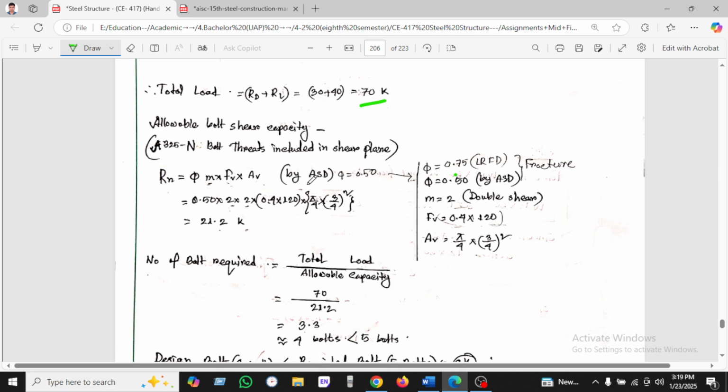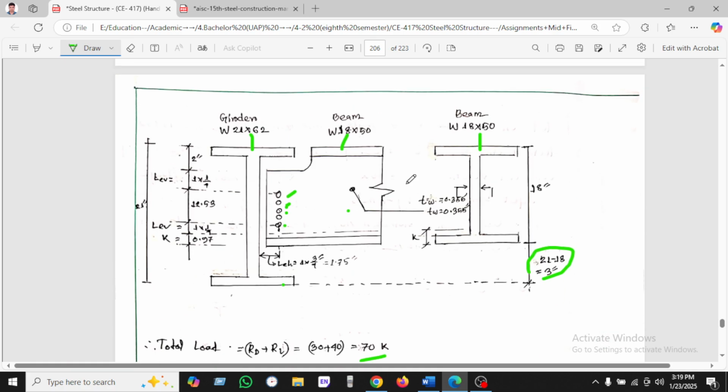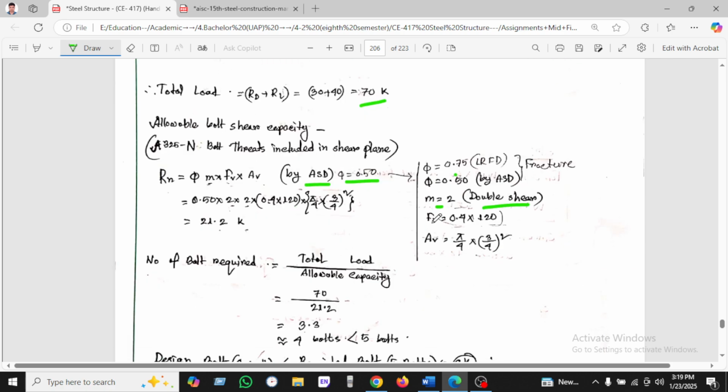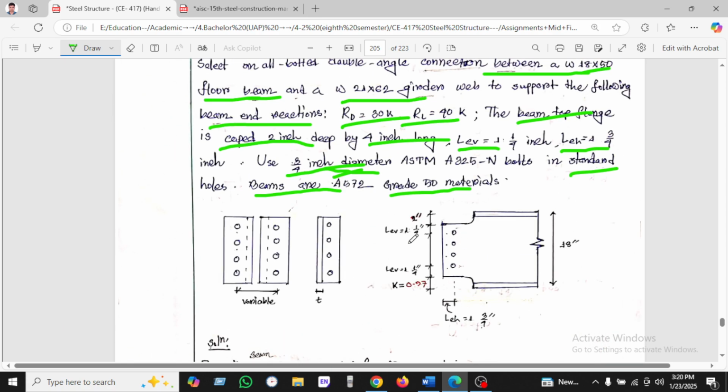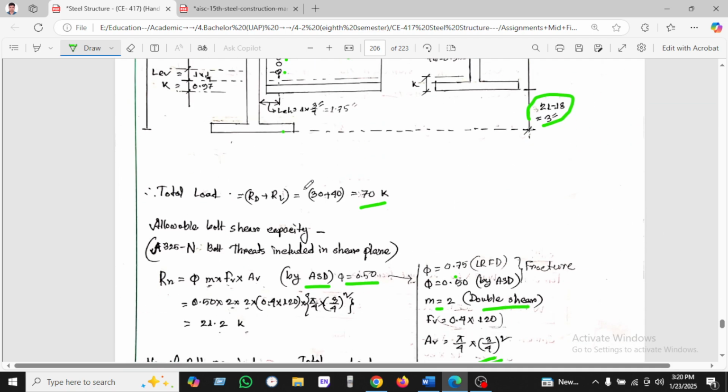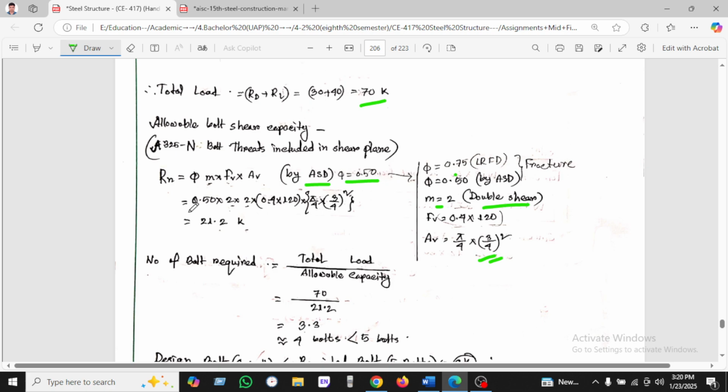If we use ASD, then phi will be 0.70, and m equal to 2 as we are using the double shear. As double shear has been used, mb equal to 0.40 into 120, and mb is pi by 4 into d square by 4, which is pi by 4 into d square, where d is given as 3 by 4 inch in the question. We can see the diameter of the bolt, and putting all the values here, we found r equal to 21.2 kip.